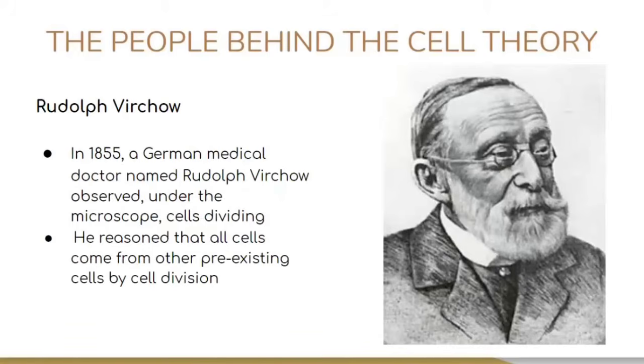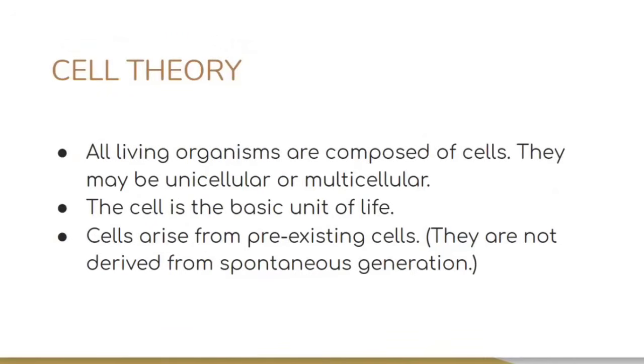In 1855, a German medical doctor named Rudolf Virchow observed under the microscope that the cell is dividing. He also reasoned that all cells come from other pre-existing cells by cell division. Based on the discovery of those people, here are the different cell theories and modern cell theories.